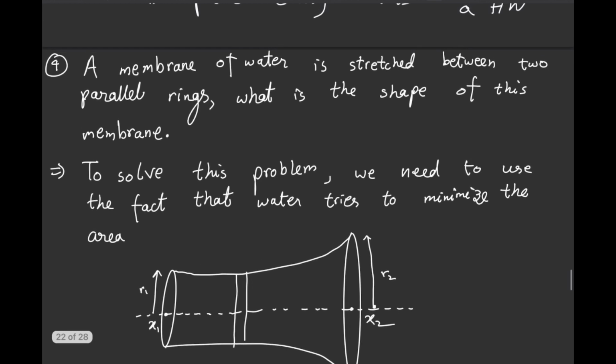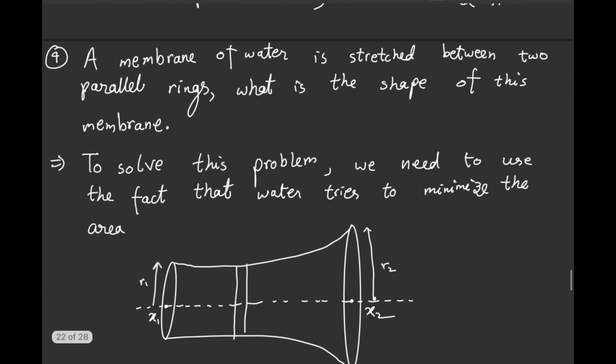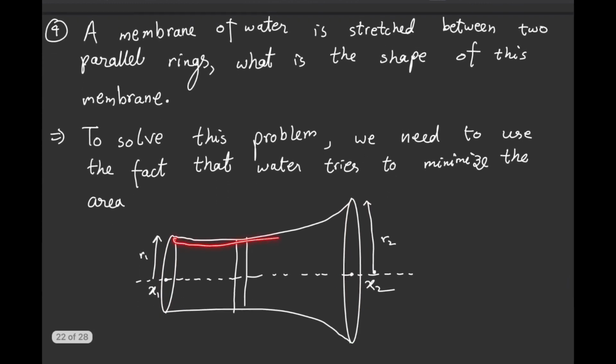Yeah, so let us solve a little different kind of a Lagrange, though it is essentially the same thing. So we have a membrane of water that is stretched between two parallel rings. What would be the shape of this membrane? So this is a water membrane essentially. It is around the whole ring in some sort of a cylindrical manner with increasing radius like this. So you are essentially asking for the shape of this, and the two radii are given and the x1, x2 are given.